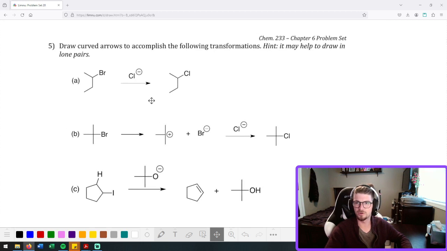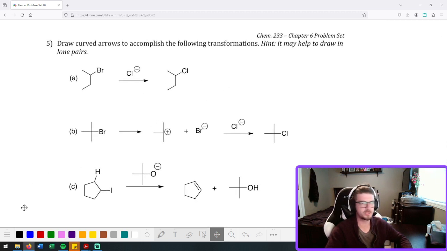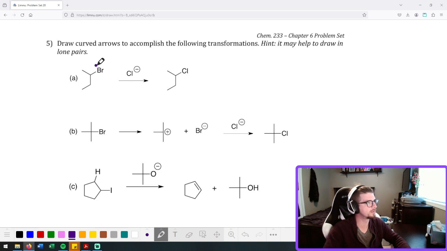So draw curved arrows to accomplish the following transformations. It may help to draw in the lone pairs. I object. You should always draw in the lone pairs because we're good little chemists. And that's some big dots. Let's make smaller dots. Okay.